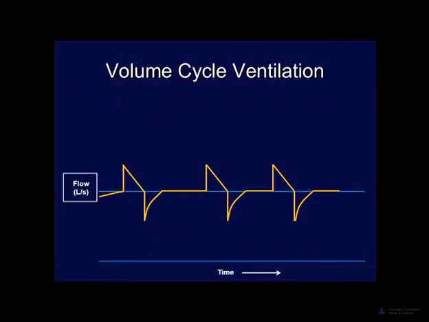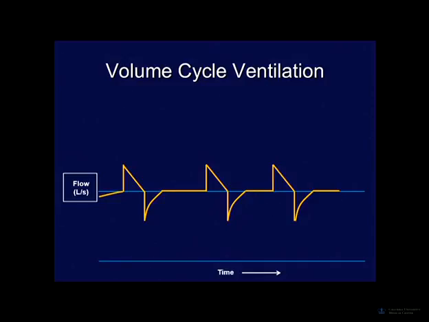So this is a common flow diagram of what we call volume cycle ventilation. This is probably the most common situation of mechanical ventilation, the most common setting you're going to come across on the wards as you eventually get clinical and then go on to your residencies. And in the ICU, this is far and away the most common setting.